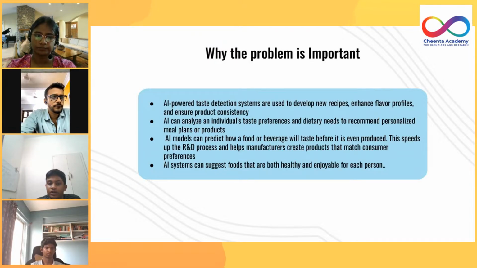Why is our problem important, and why are we even trying to predict brix from CNNs? AI-powered taste detection systems are used to develop new recipes, enhance flavor profiles, and ensure product consistency. AI can also analyze an individual's taste preferences and dietary needs to recommend personalized meal plans or products. These models can also predict how a food or beverage will taste before it is even produced. This speeds up the R&D process and helps manufacturers create products that match customer preferences. And AI systems can also suggest foods that are both healthy and enjoyable for each person. Next.